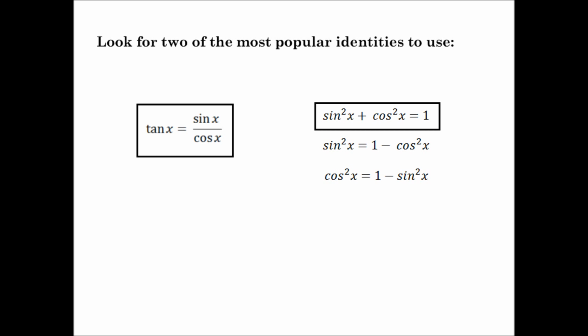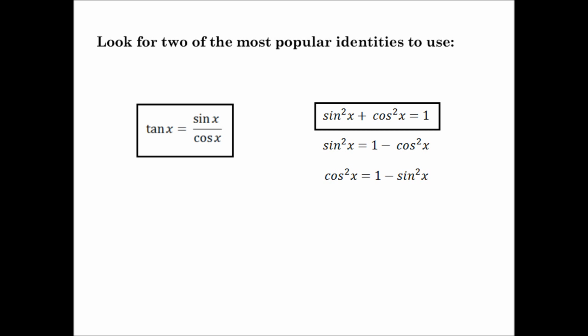And then you want to look for chances to use sine squared x plus cos squared x equals 1. That's called the Pythagorean identity. You might also find it in one of its two other forms. By rearranging it, you can see that sine squared x is equal to 1 minus cos squared x, and cos squared x equals 1 minus sine squared x. So any one of those forms is also something you want to keep your eyes open for.